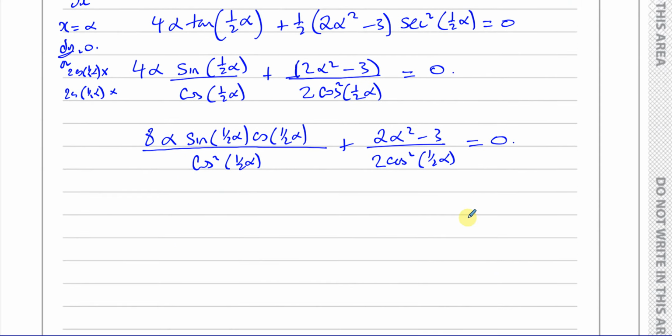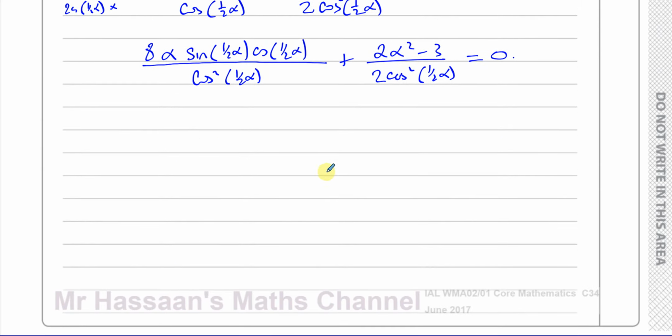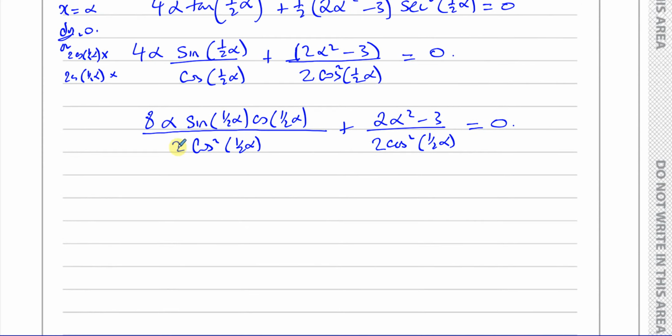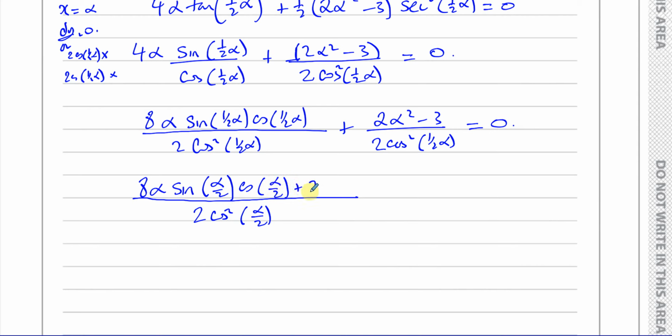Now, what I can do here next is, there's a 2 here, by the way. I had to multiply this by 2, so there's going to be a 2 here as well. Forgot that. Now I can make this under one denominator, which is 2 cosine squared alpha over 2, instead of half alpha, same thing. And this is going to be 8 alpha sine of alpha over 2 times cosine of alpha over 2 plus 2 alpha squared minus 3 equals 0.